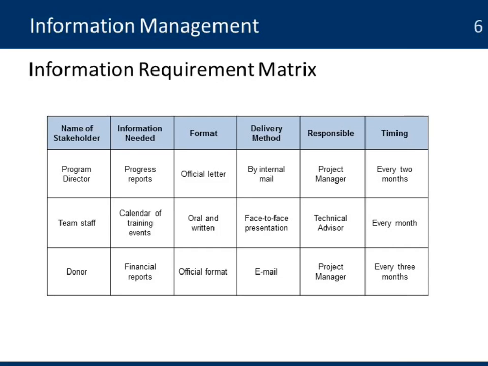Here's the information requirement matrix. In here, you're going to be identifying all those stakeholders that have a need for information. Then identify what type of information is needed. Then their format. For example, the donor may need financial reports, but they provide their format, meaning you need to comply with those requirements. The delivery method: how you're going to deliver that information, and who is going to be responsible. That is an important component of the matrix, because every element of the information you're managing has to have a responsible person. And then the timing, that means the frequency, how often you're going to be sending that piece of information.